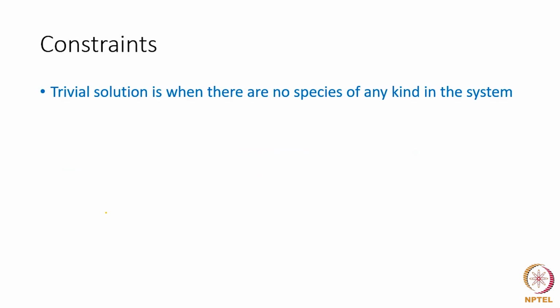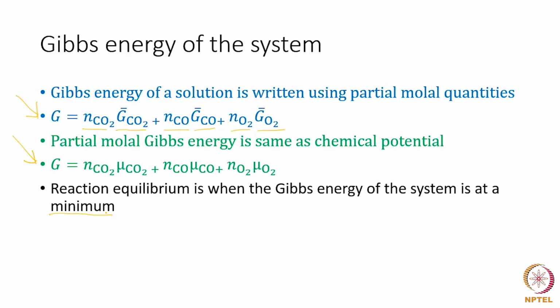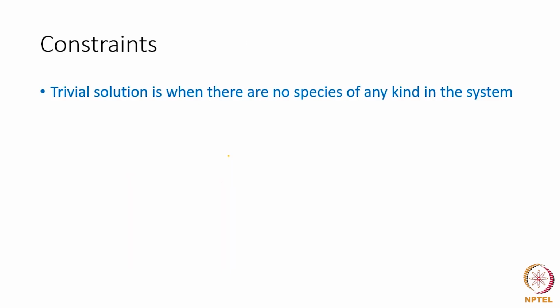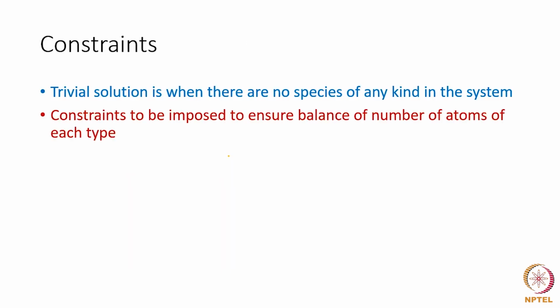If you look at when the Gibbs energy of the system is minimum, naturally when there is no species in this particular system, then the Gibbs energy will be 0, because we can already see that if each of these quantities is 0, then naturally the Gibbs energy is also 0. Obviously that's a trivial solution, so we want to avoid that particular solution. So we have to impose constraints so that there is a balance of the number of atoms of each type.